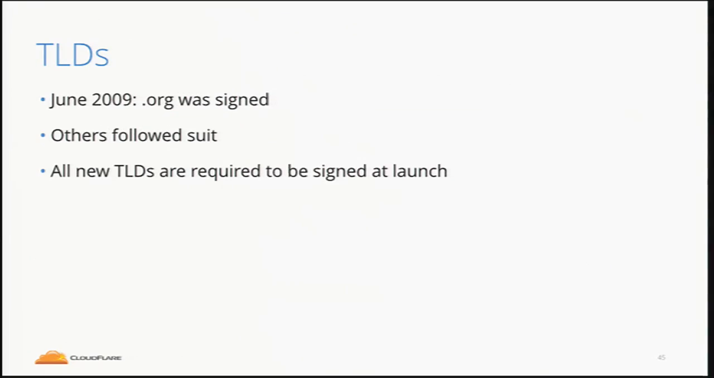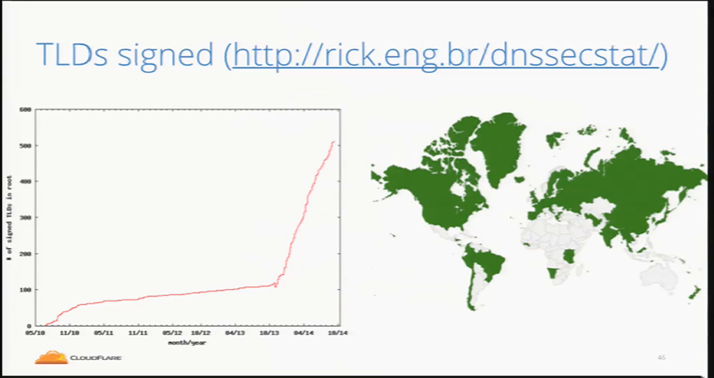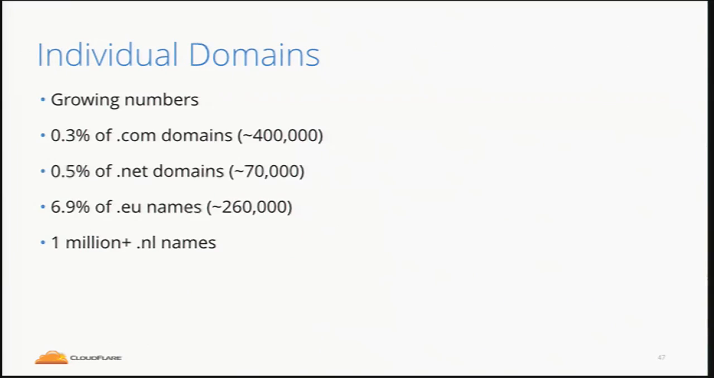So the TLDs have started to be signed. .org was the first, actually signed before the root, and others are following suit, and this is the graph and the worldwide picture. This spike right here is all the new TLDs that were introduced in 2013. So .insurance or .microsoft or whatever all these new ones are, they're required to be signed by DNSSEC from the start. So this tracks as the new TLDs are deployed.